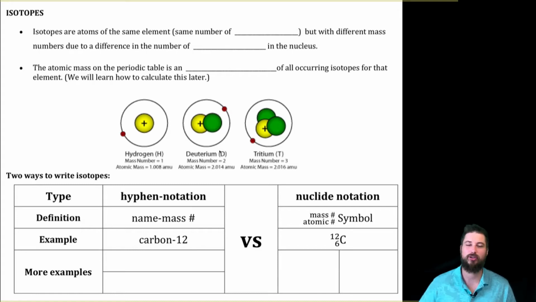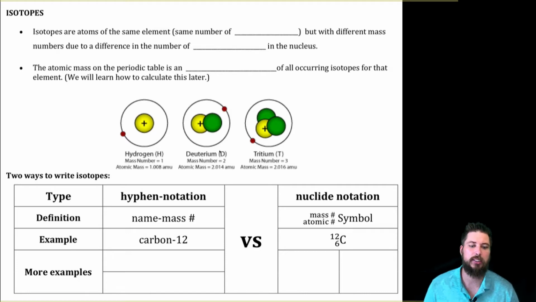All right, guys, let's go ahead and talk about isotopes. What we're going to do today is learn about isotopes. Now, we did learn about atomic structure. We learned how atoms have protons, neutrons, and electrons. And we learned that atoms are defined by the number of protons that they have. So, for example, if an atom has 6 protons, it's a carbon atom. If it has 7 protons, it's a nitrogen atom.